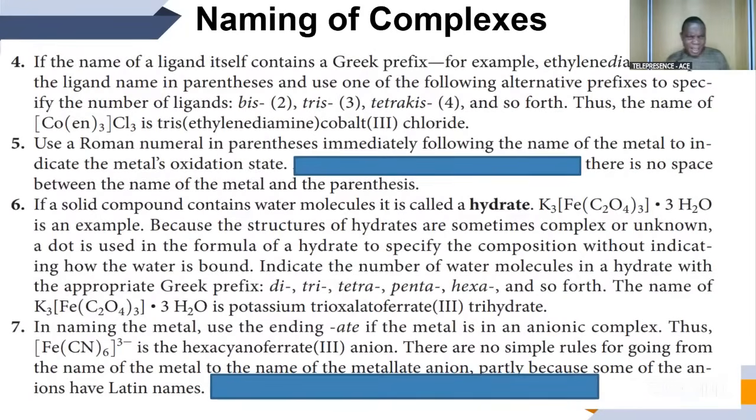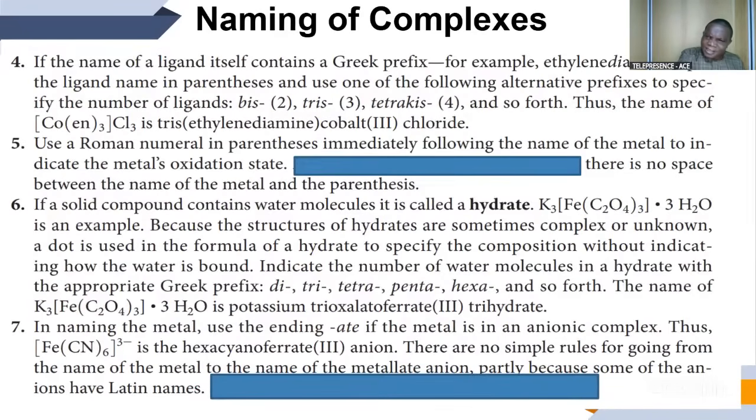Number 4 here is if the name of a ligand itself contains a Greek prefix. For example, you have ethylene diamine. There is already di in the ligand. So if you now have a number of them donating electrons to the central metal, you can no longer say diethylene diamine. That is wrong, because the di is already in ethylene diamine. Then you have another way of saying it.